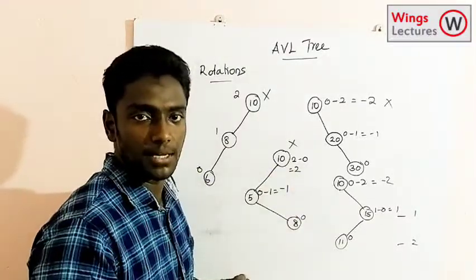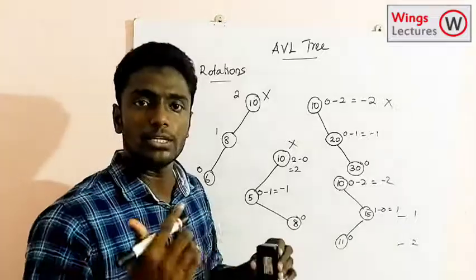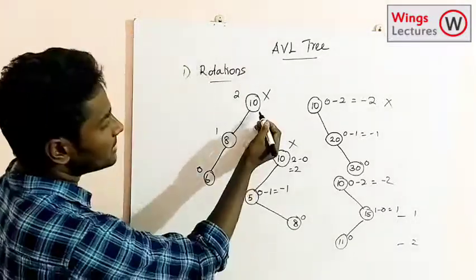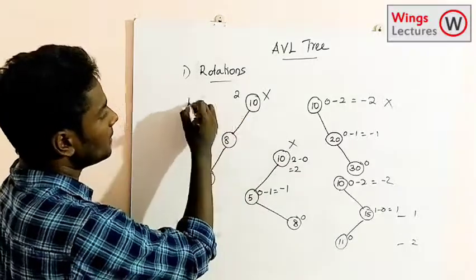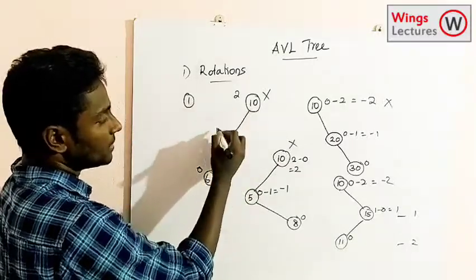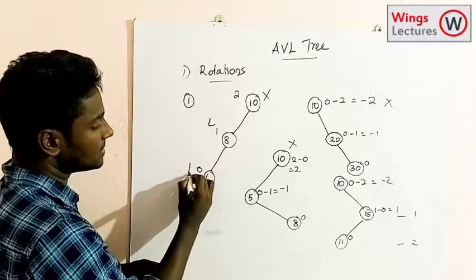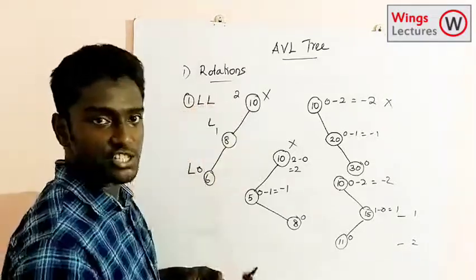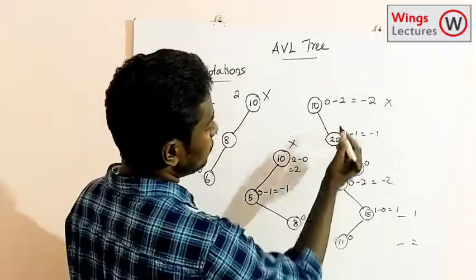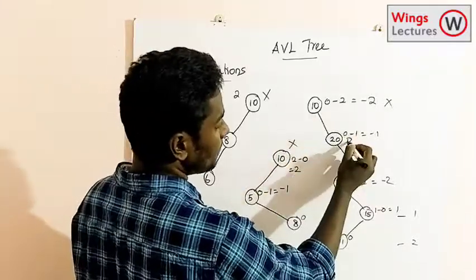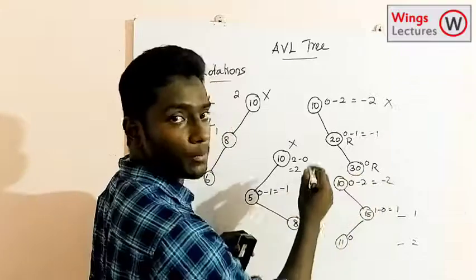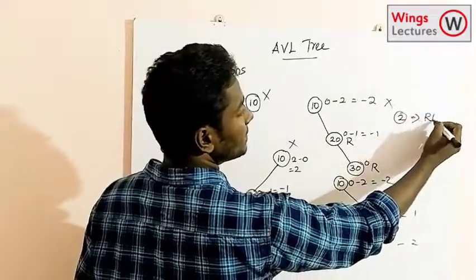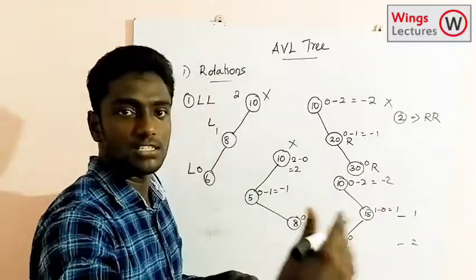So how are we going to overcome this situation and lead it into a balanced tree? Let me explain. We are going to introduce 4 types of rotations. The first one is left and again left, so I am going to call this left insertion. And what about this? Right and right. I am going to call the second one right insertion on the right subtree.